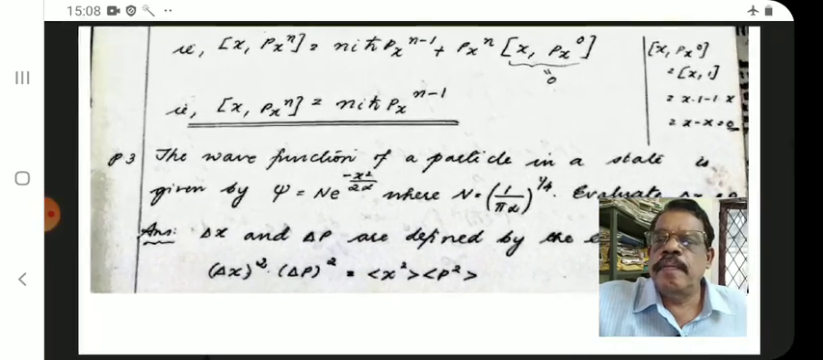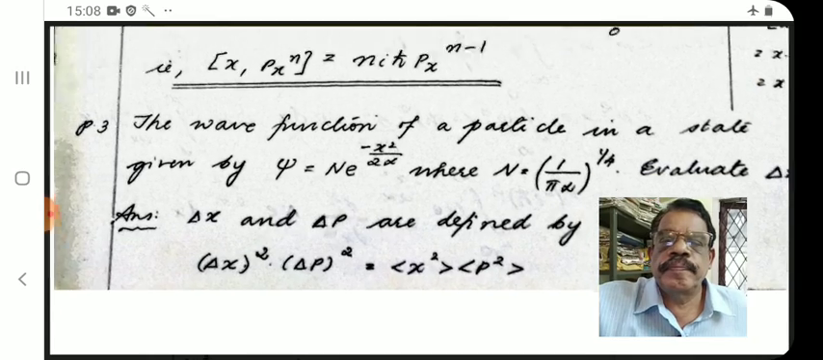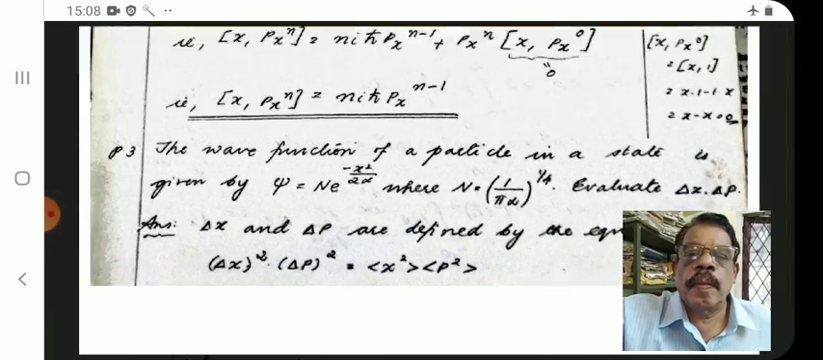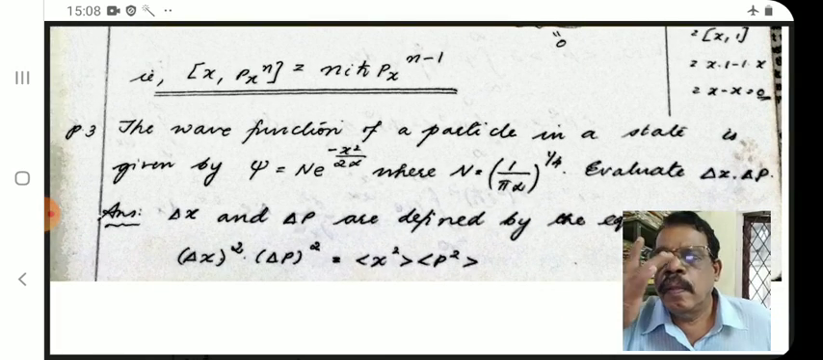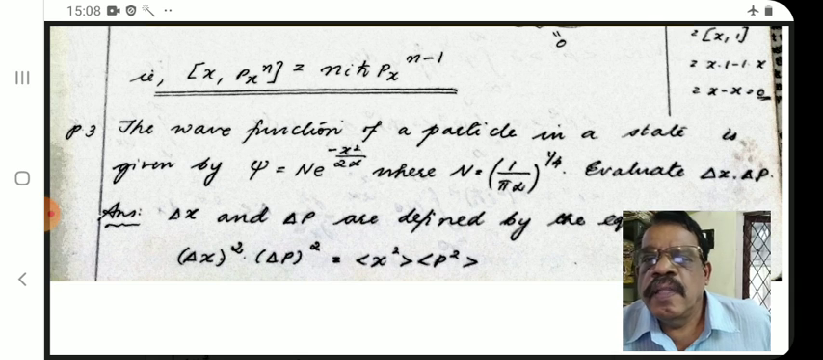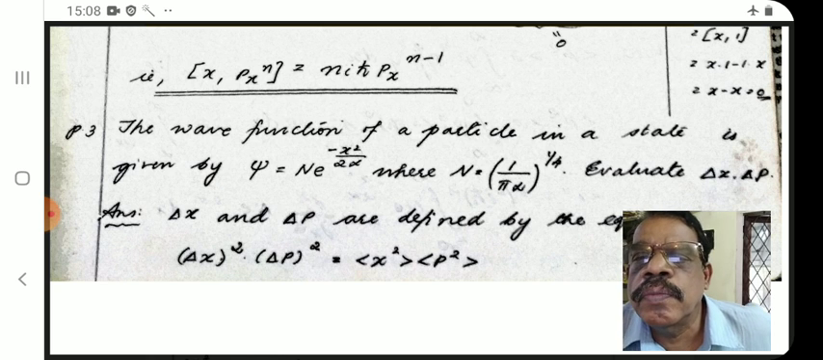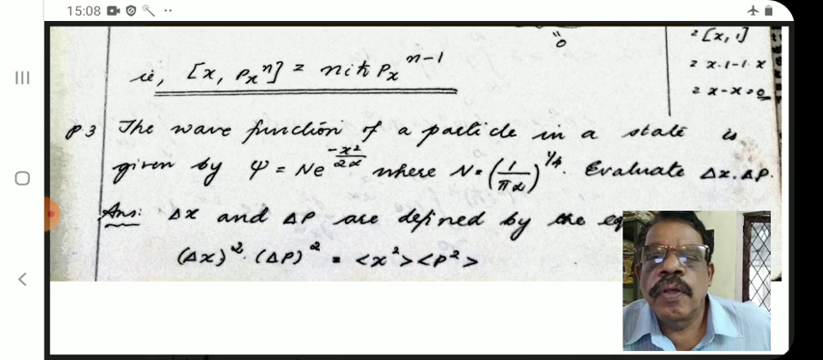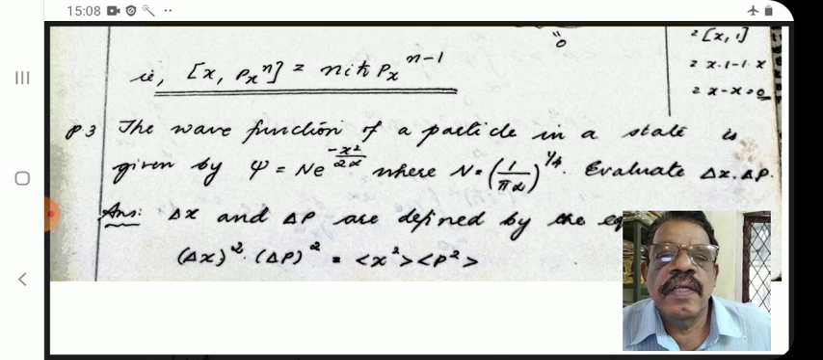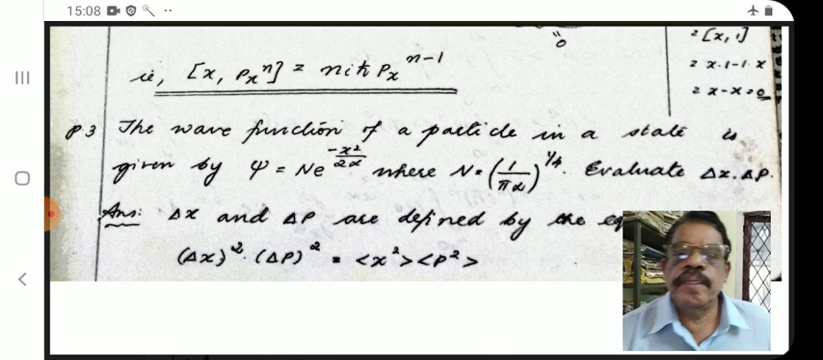Next problem. The wave function of a particle in a state is given by psi is equal to N e raised to minus x squared by 2 alpha, where N is the normalization constant, 1 by pi alpha raised to 1 by 4. Evaluate delta x and delta p.